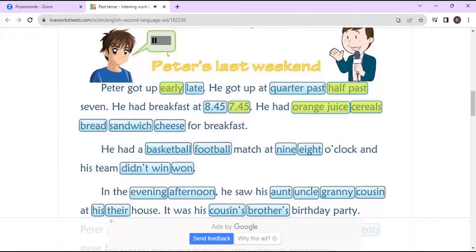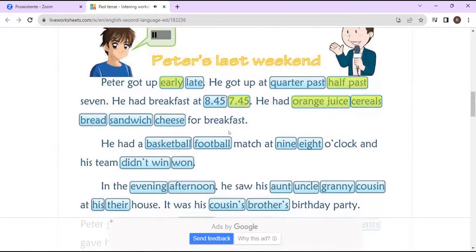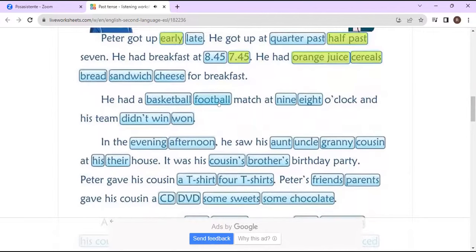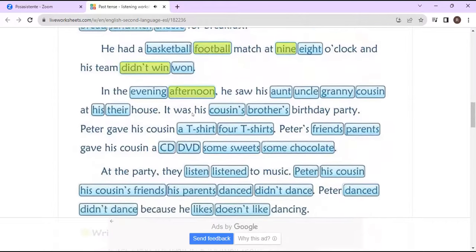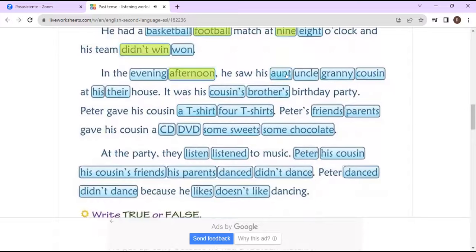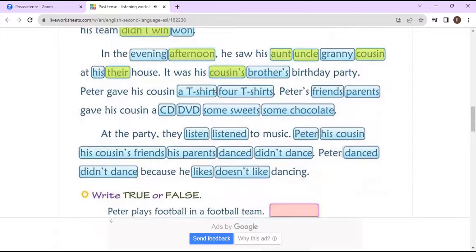So, why did you get up so early? Well, I had a football match. It started at 9:00. Did you win? Yes, we did. So, what did you do after that? I went home for lunch. And what about in the afternoon? I saw my aunt, my uncle, and my cousin at their house. It was my cousin's birthday. That's nice. Did you have a party? Yes, we did. It was fun. Did you give your cousin a present? Yes, I did. I gave her a t-shirt, and my mum and dad gave her a DVD and some chocolates. I think she liked her presents.